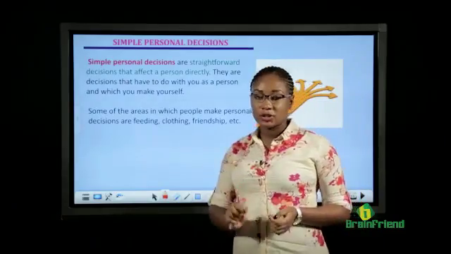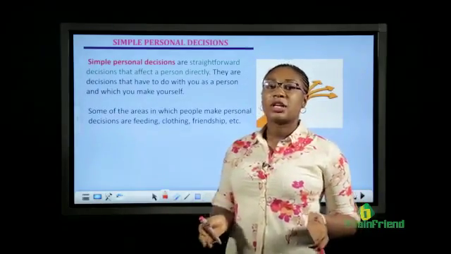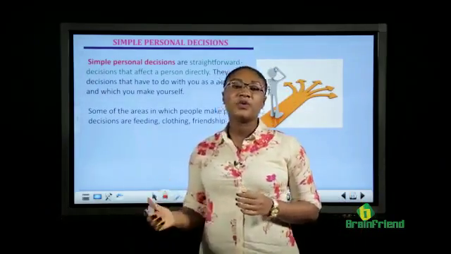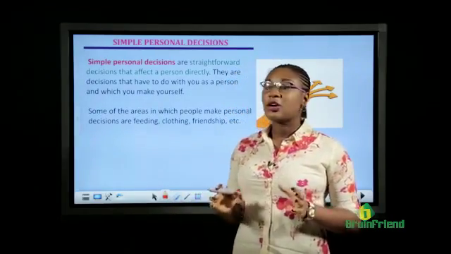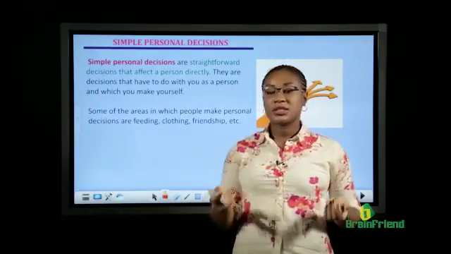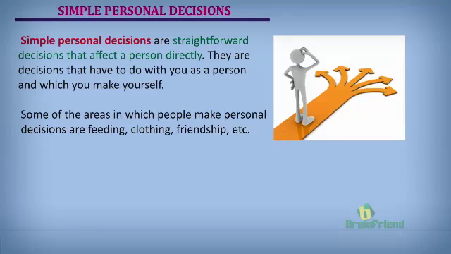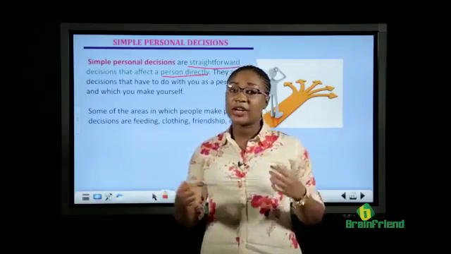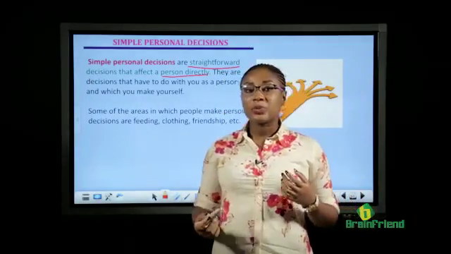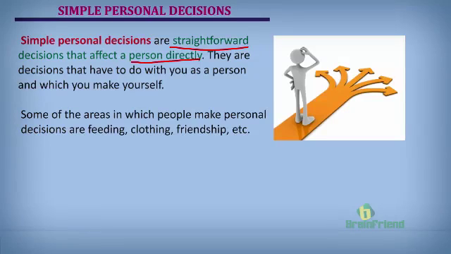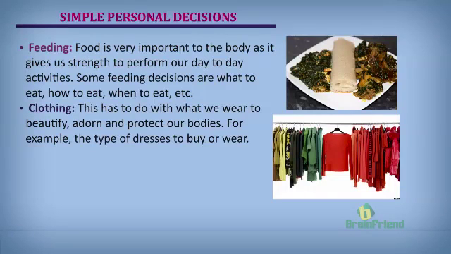Now, there are certain decisions we take on our own that do not really need the influence of other people. And these are called simple personal decisions. Simple personal decisions are straightforward decisions that affect a person directly. That's whatever you decide on, it will affect you directly. And we'll look at some examples of a simple personal decision. They are feeding, clothing, friendship, and so on. Remember, simple personal decisions are decisions you take on your own.